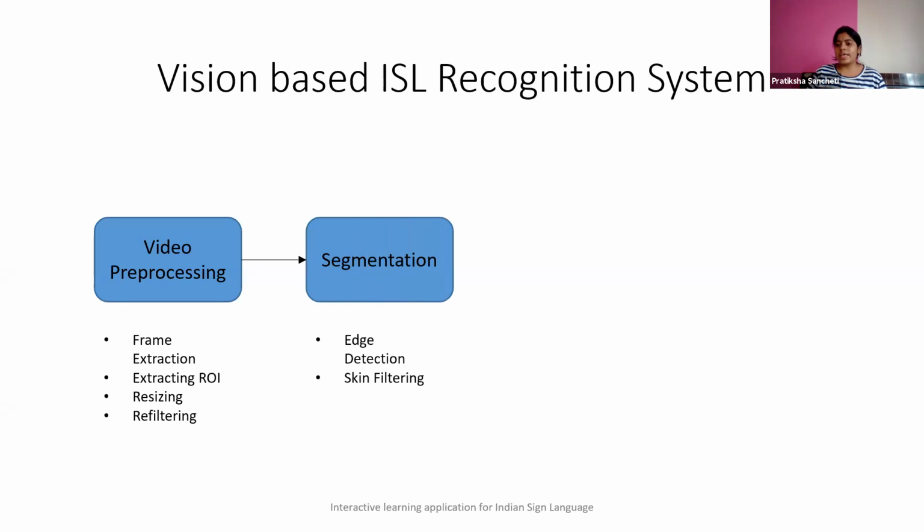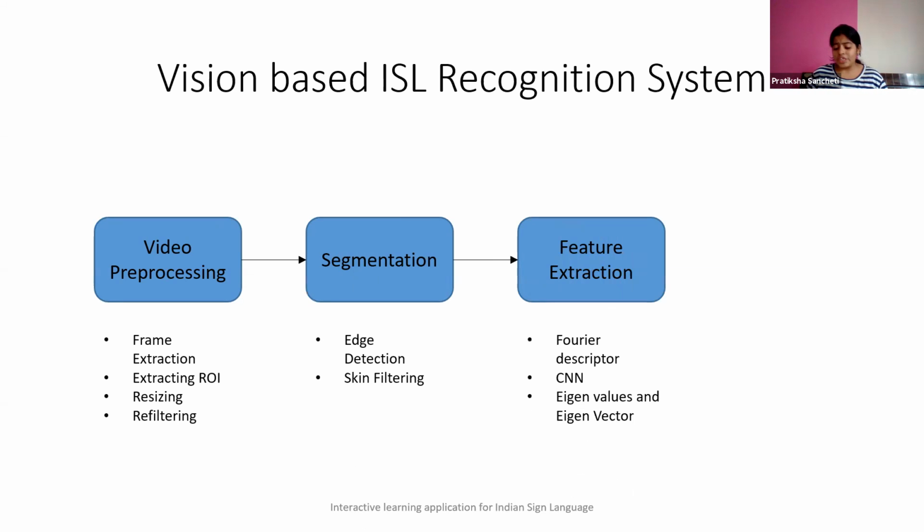We need to do skin segmentation or hand segmentation, body segmentation, head segmentation as per the type of the sign. This can be done by using edge detection algorithms or by skin filtering. Once the segmentation is done, the next step is feature extraction.